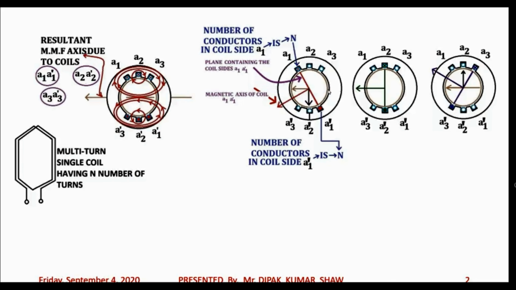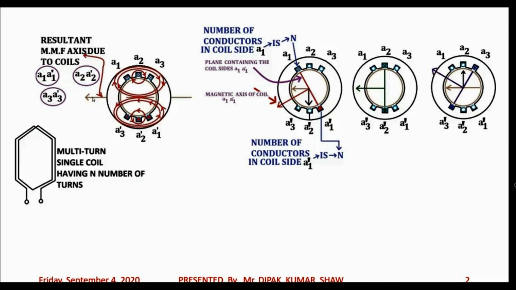So the resultant magnetic axis or the resultant MMF axis, due to the combined action of these three coils together, will be given by this brown arrow axis, which is horizontal. You may follow the mouse pointer, please. So this is the magnetic axis, which is known as the resultant magnetic axis or the resultant MMF axis, due to the combined action of the three coils which are carrying current together.